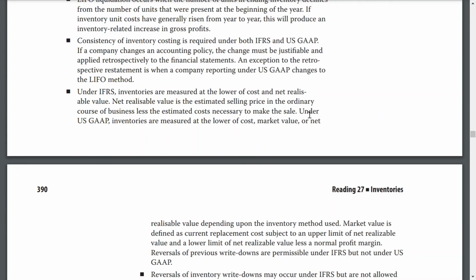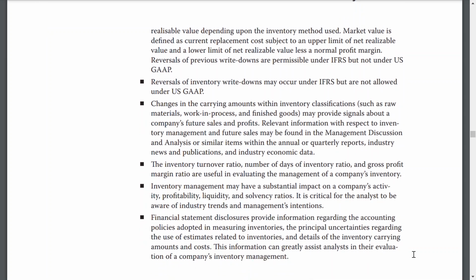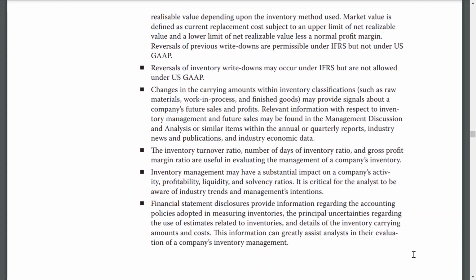Under IFRS, inventories are measured at the lower of cost and net realizable value. Net realizable value is the estimated selling price in the ordinary course of business less the estimated costs necessary to make the sale. Under US GAAP, depending upon the inventory method used, market value is defined as current replacement cost, subject to the upper limit of net realizable value and the lower limit of net realizable value less a normal profit margin. Reversals of previous write-downs are permissible under IFRS but not under US GAAP.